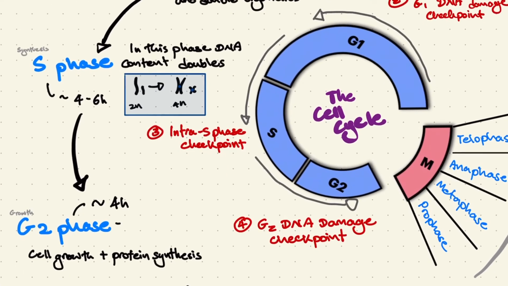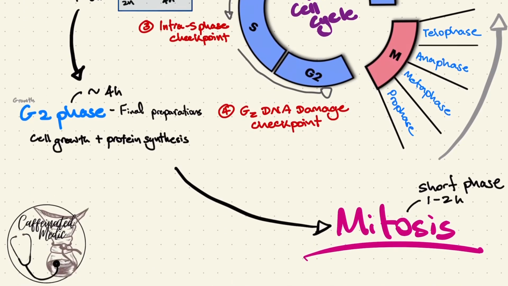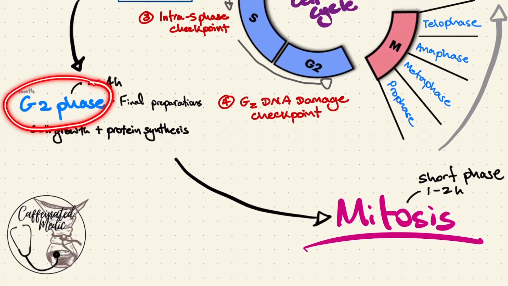Doubling the DNA content takes about 4 to 6 hours, and once the DNA content is doubled, the cell can move on to the G2 phase. But before moving on to the gap 2 phase or the G2 phase, the cell needs to go through another DNA damage checkpoint known as the intra-S phase checkpoint. The G2 phase is the last phase of interphase. It's about 4 hours long, and this is where the cell does some final preparations before entering mitosis.